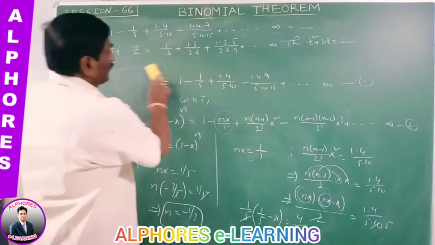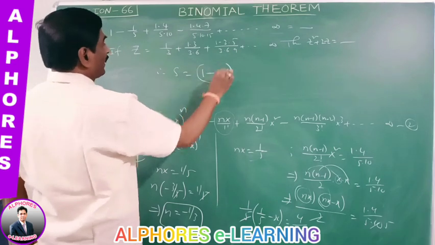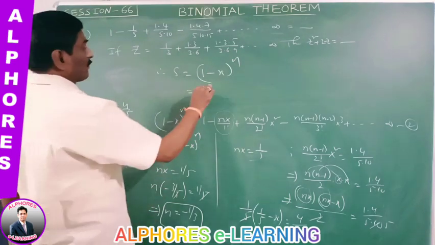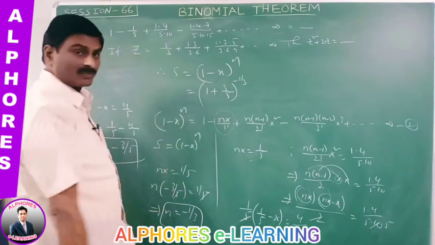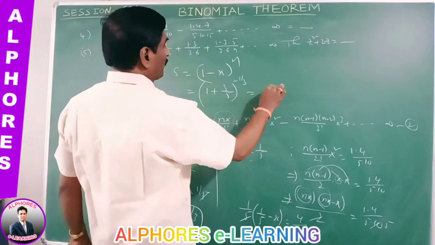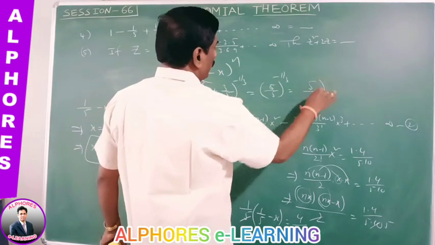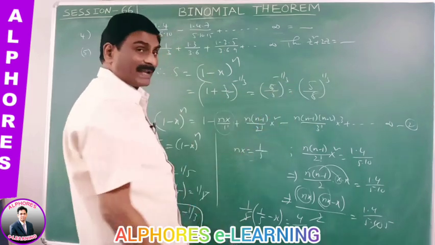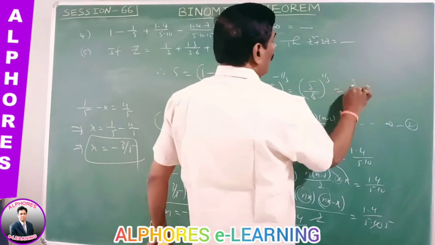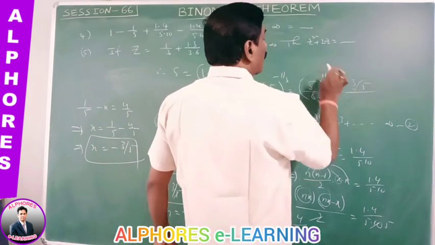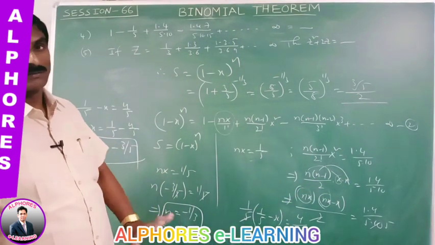Therefore, the required sequence sum s is equal to 1 minus x whole power n. What is the value of x? Minus 3 by 5. 1 plus 3 by 5 whole power, the value of n, minus 1 by 3. Here the LCM is 5. 8 by 5 whole power minus 1 by 3 means 5 by 8 whole power 1 by 3. Here x power minus 1 means 1 by x. That means cube root of 5 by 8, which is 2 cube whole power 1 by 3, means 2. So the answer is cube root of 5 by 2. S means this is the answer.